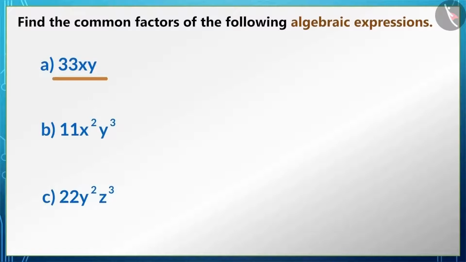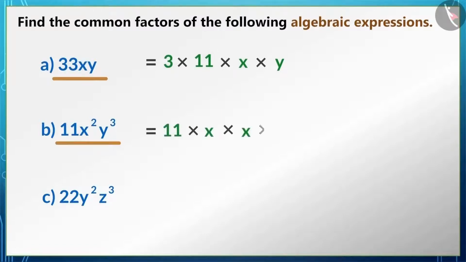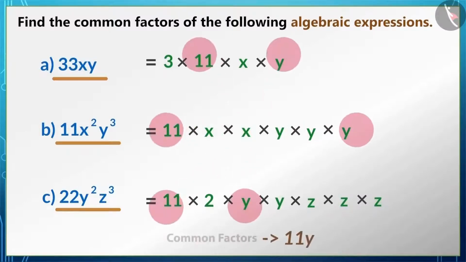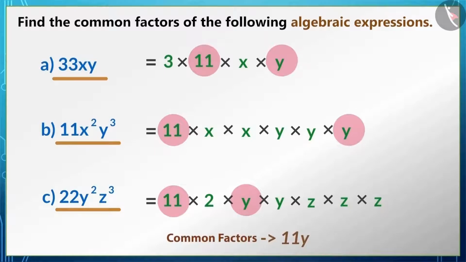We can write the factors of 33xy like this. Similarly, we can write the factors of 11x square y cubed like this. And we can write the factors of the term 22y square z cubed like this. We can see that in these three terms, 11y is the only common factor.